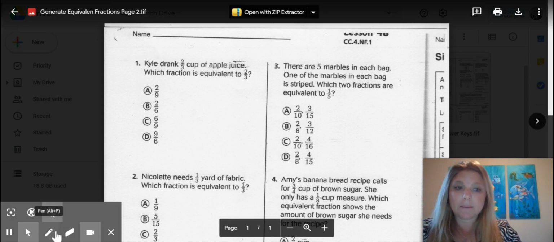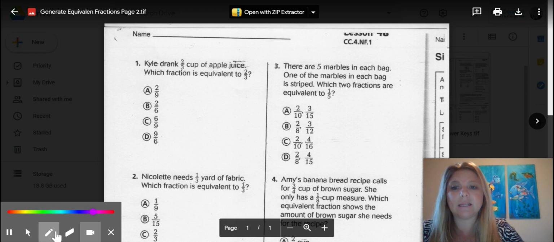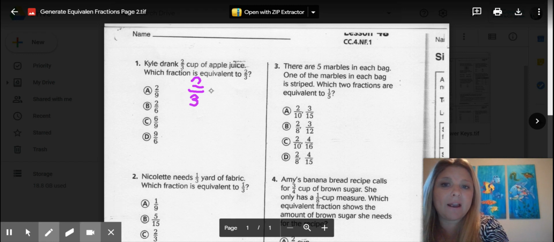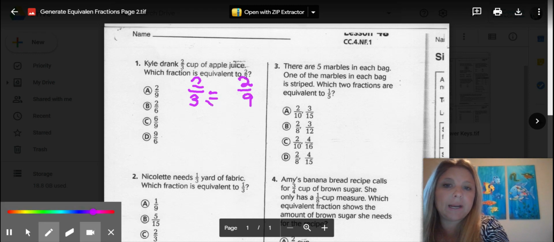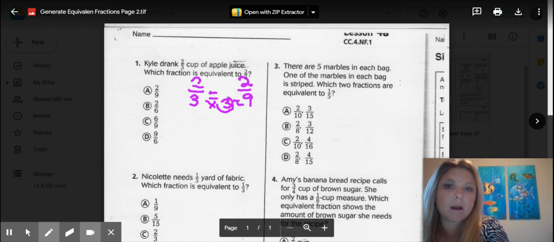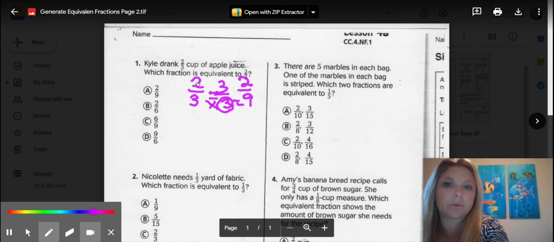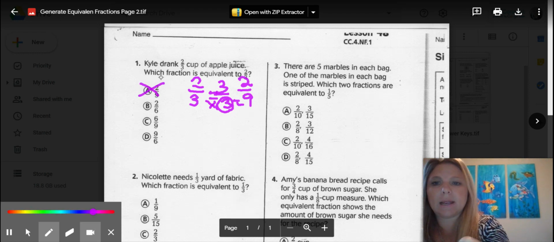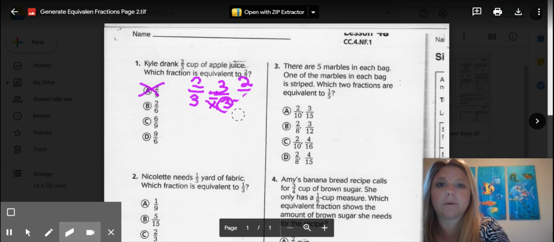Once again, in my opinion, the best way to come up with the answer is to solve all of these. It's great practice anyways. You have 2/3. You are asking yourself, what can get me to that amount? If I have 2/3 and I have 2/9, I know that 3 times 3 equals 9. So whatever I do on the bottom, I must do on the top. Does 3 times 2 equal 2? Nope. So I know it cannot be this answer.